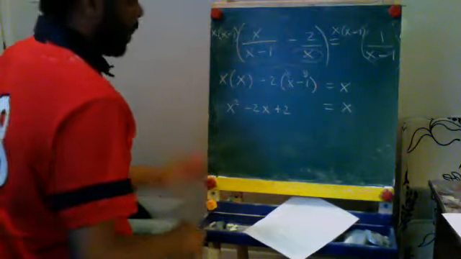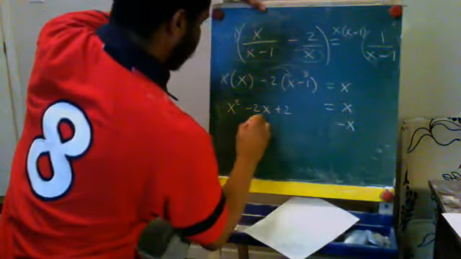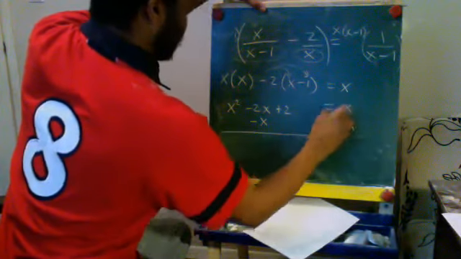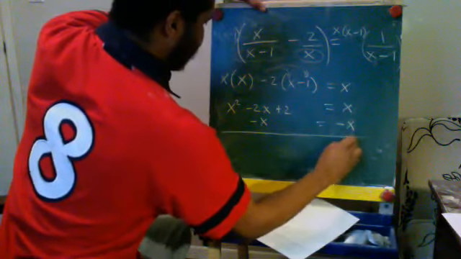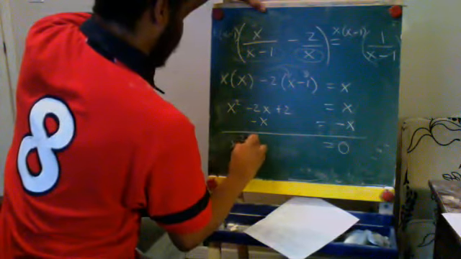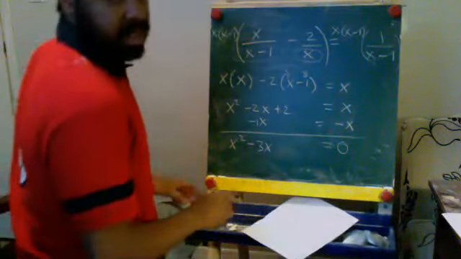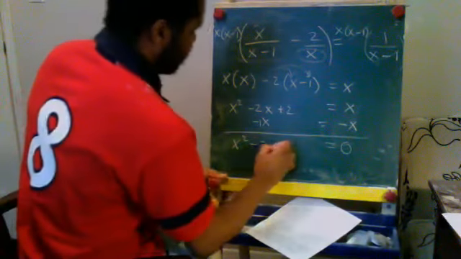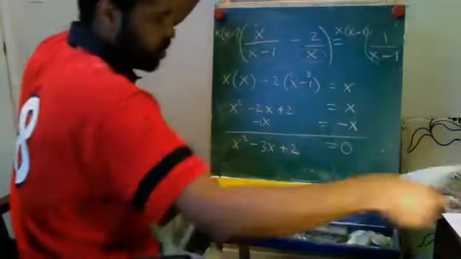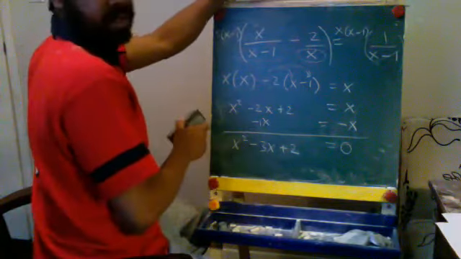Okay, and so I'm going to be subtracting x on both sides. And so x minus x is 0. And I'm going to get x squared minus, this is a minus 1, so it's going to be minus 3x plus 2. So x squared minus 3x plus 2 is what I have now. And so I have to factor.